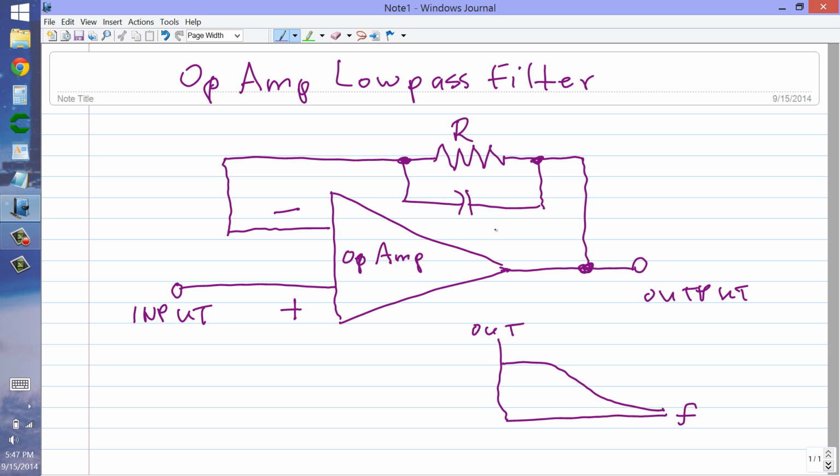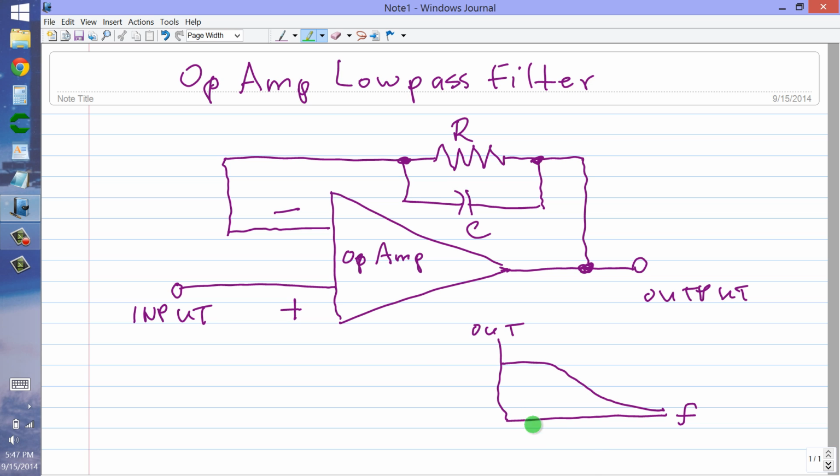Now, the exact values of the resistor R and the capacitor C will determine where the frequency drops off the steepest. However, I'm not going to talk about that here. It's rather complicated, but you can find formulas to calculate that on the internet, plenty of them. Just put in the phrase "op amp low-pass filter," and you will come up with at least a couple of good technical articles on that subject.